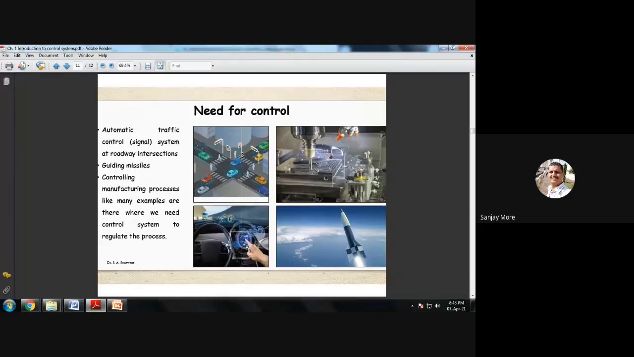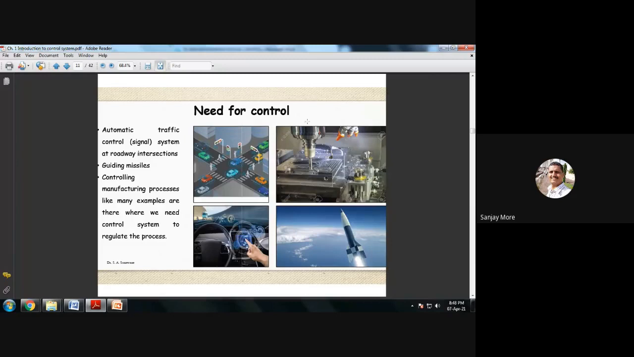Okay. The second diagram displays the vehicle control system. In current research, Tesla vehicle is totally based on the IoT, means Internet of Things. Totally automation is there. They are also known as driverless cars.